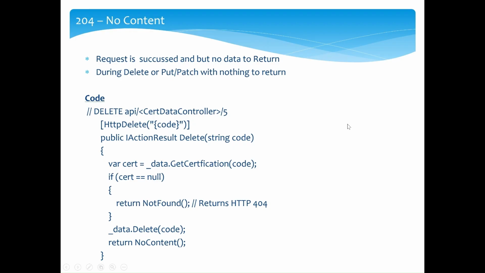204 No Content. This is used when the request succeeded but you don't need to return any data. You can use it during delete, PUT, or PATCH when you don't want to return anything, only the status. If you look at the code, we have a delete endpoint here. It is trying to delete a certification. If the certification is available, it says go and delete. If it is not available, it says not found. And at the end you can see it returns NoContent, which is 204.